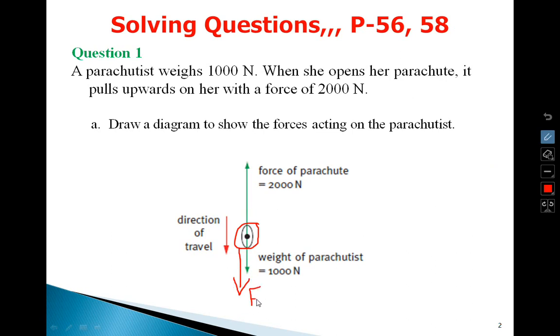Let us say this is F1. When she opens her parachute, it pulls upwards on her with a force equal to 2,000 Newton. This one is, for example, F2. So there are two forces acting on the parachutist: F1 is the weight, and F2 is the force of the parachute. And this is the direction of travel.